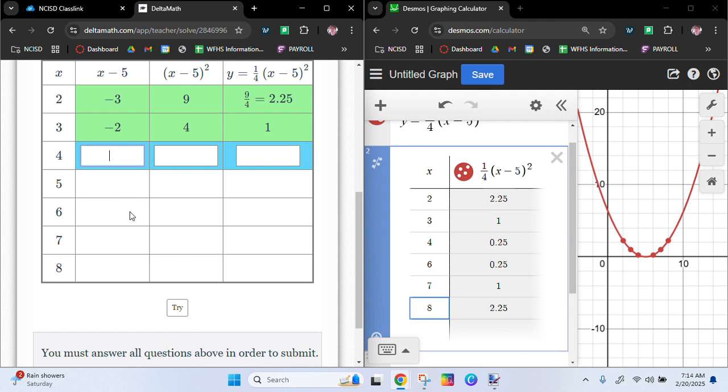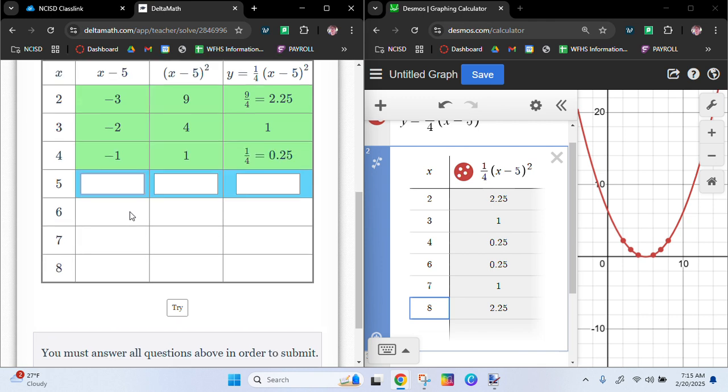4 minus 5, again, 5's the bigger number, so I have negative 1 here. Then we have negative 1 squared. Well, 1 times 1 is just 1, okay? And finally, 1/4 times 1 would just be 1/4, or 0.25, okay? Which you'll see I put in 1/4 this time instead of the decimal, and it accepted it, and it showed us what the decimal was.